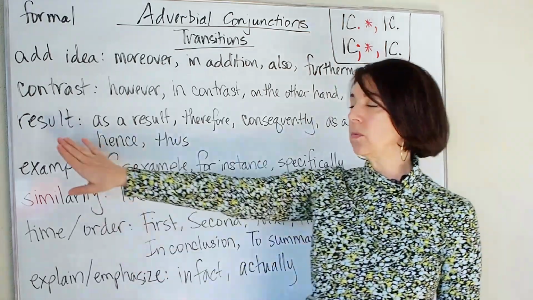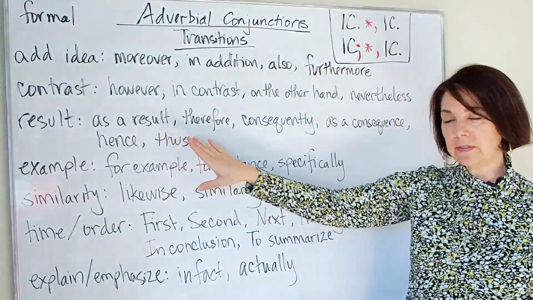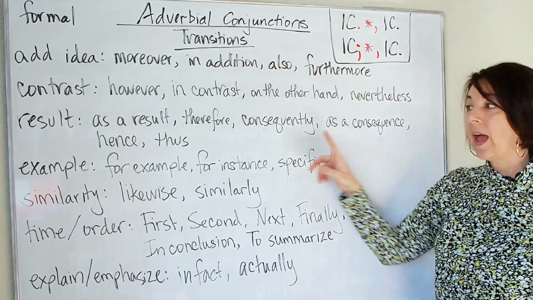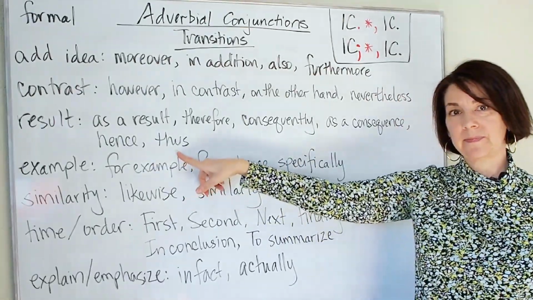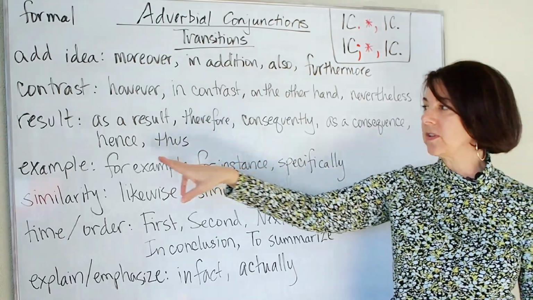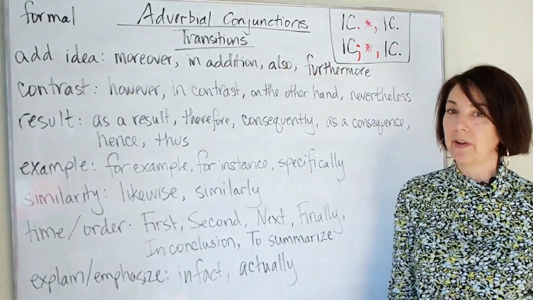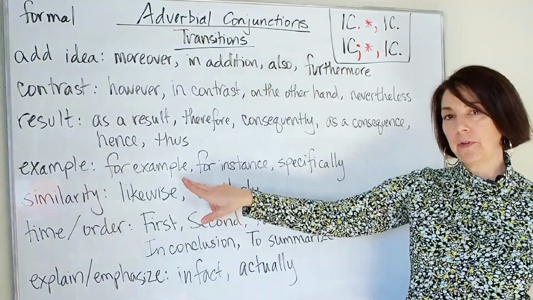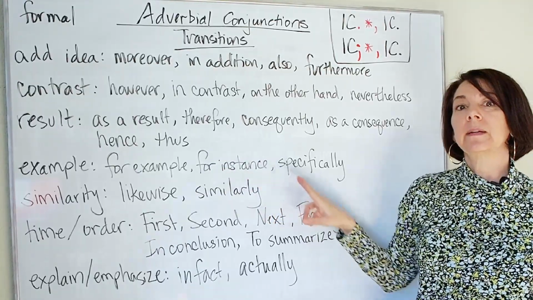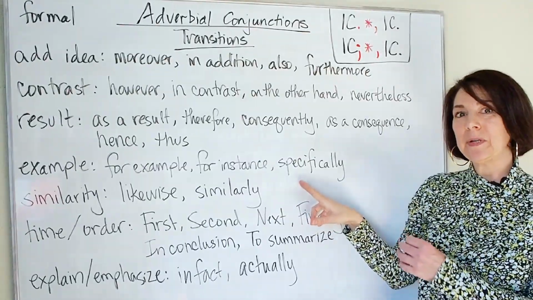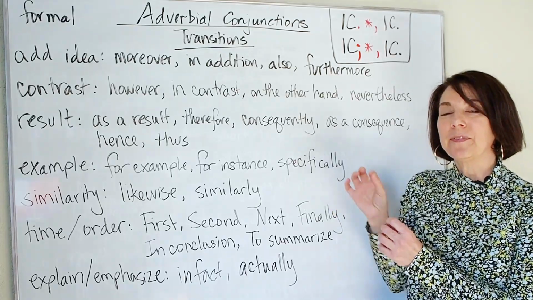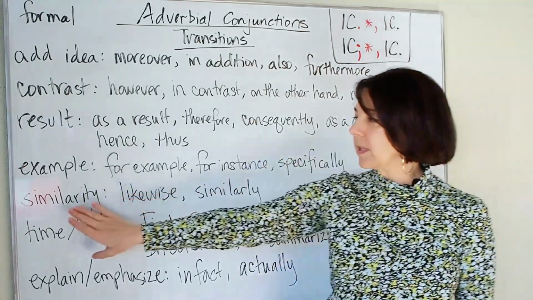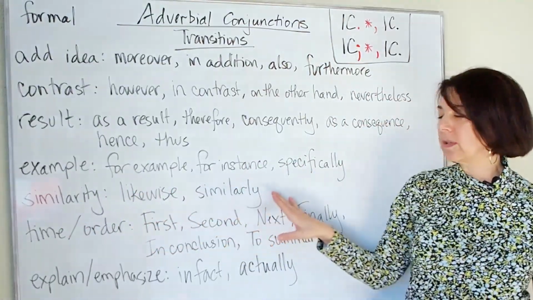Okay, next, result. As a result, therefore, consequently, as a consequence, hence, thus. So these are pretty formal words. You're not going to, especially these, you're not going to hear them very often, but you can use them in writing. To show an example, for instance, specifically. Now, specifically, we would use to give an example of an idea, but to make it more specific. Similarity, we can say likewise or similarly.